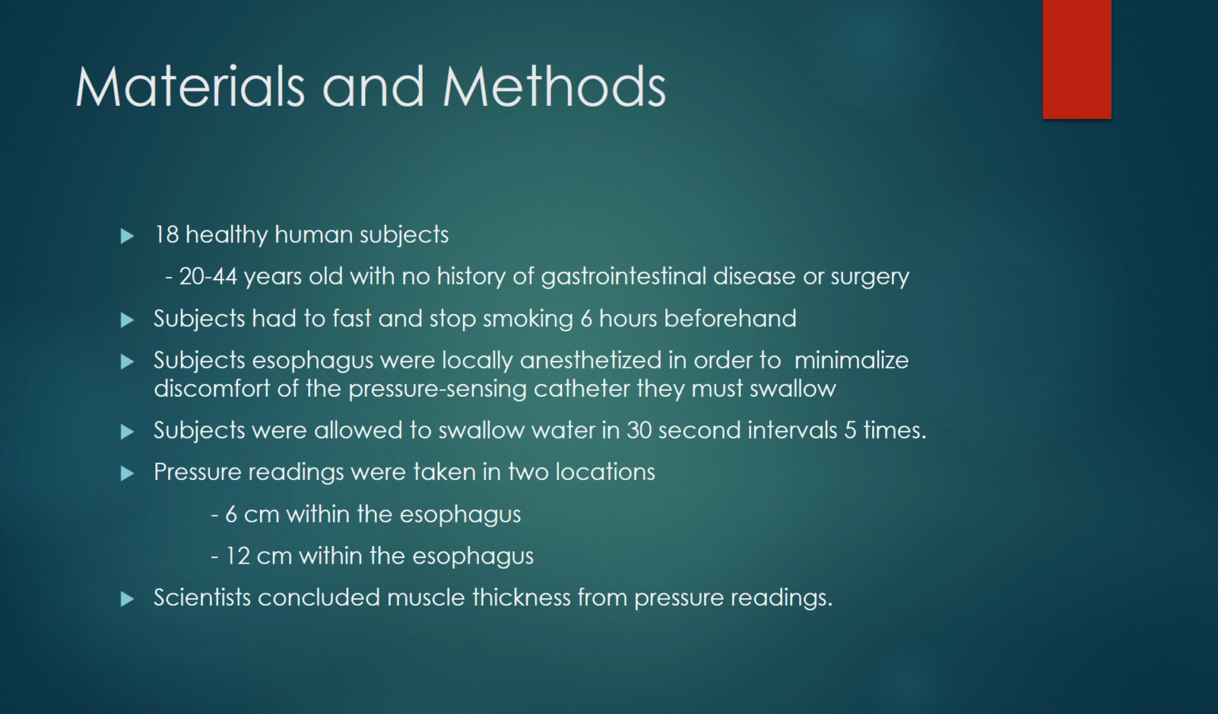Subjects' esophagi were locally anesthetized in order to minimize discomfort from the pressure-sensing catheter they must swallow. Subjects were allowed to swallow water in 30-second intervals 5 times. Pressure readings were taken in 2 locations, 6 centimeters from the top of the esophagus and 12 centimeters from the top of the esophagus. Scientists concluded muscle thickness from pressure readings from the pressure-sensing catheter.